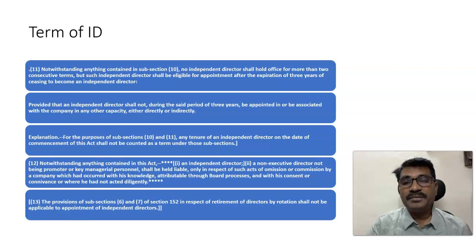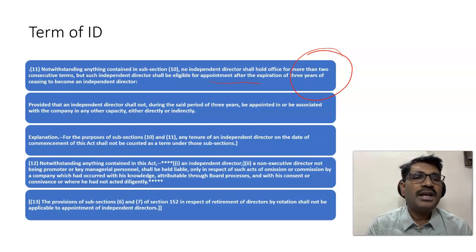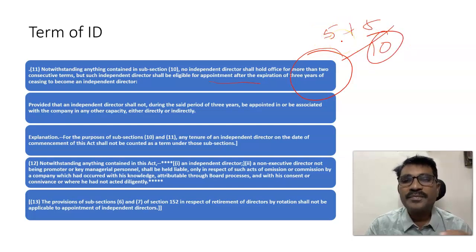And the term of the ID. Section 149 says the term of the ID means how many years the independent director can hold the post once he is appointed. According to Section 149 clause number 11, no independent director shall hold office for more than 2 consecutive terms, and he is also eligible for appointment after expiration of 3 years of ceasing to be an independent director. So initially the ID is appointed for 5 years plus 5, and the maximum is 10 years.